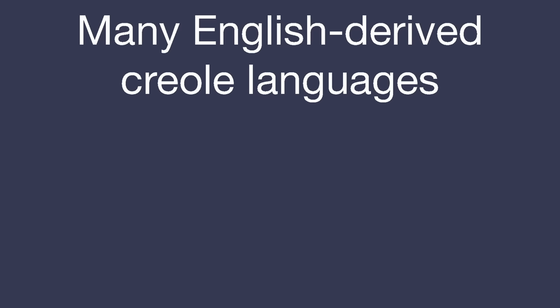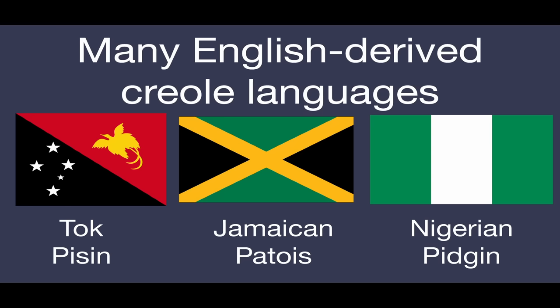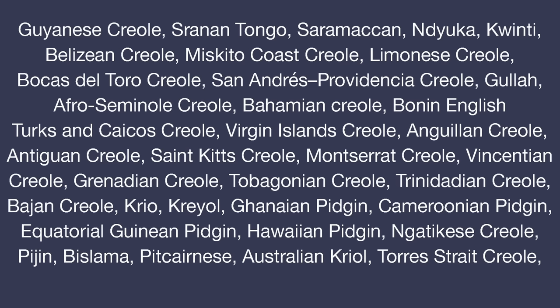Of course, being an imperial language, English has many Creole languages derived from it. Most of their vocabulary is English-based, but with phonologies and grammars more simple and similar to local languages. Notable Creoles include Tok Pisin, Jamaican Patois, Nigerian Pidgin, among many others. I won't be discussing them in detail here, but they're all interesting in their own right.